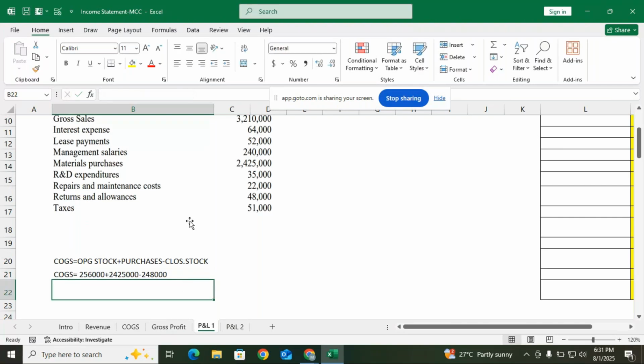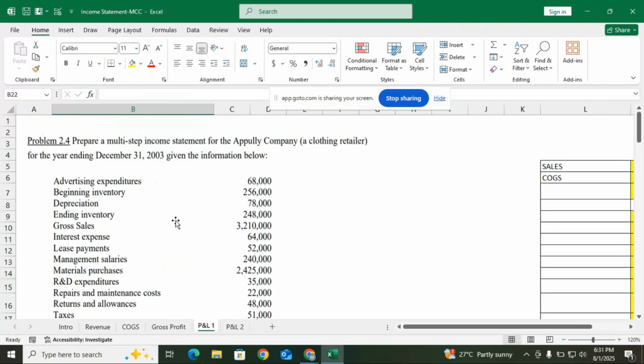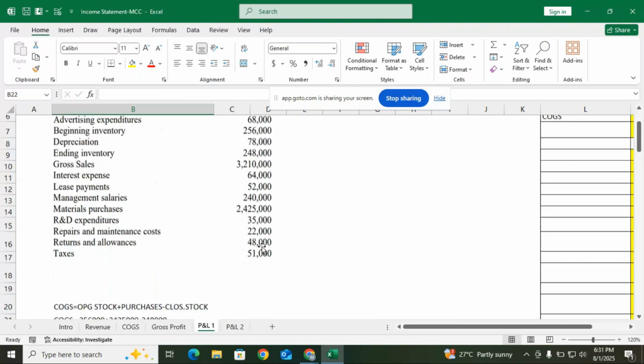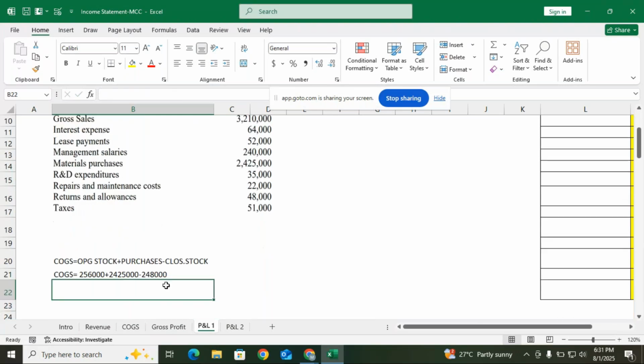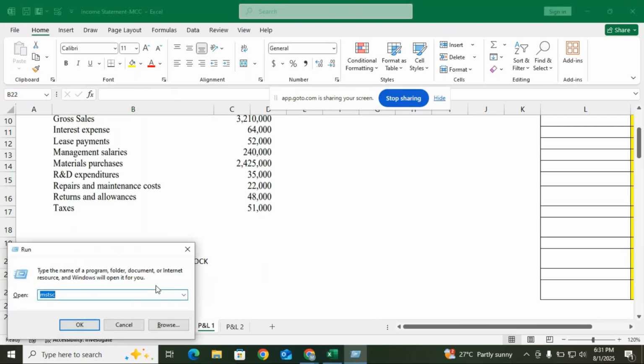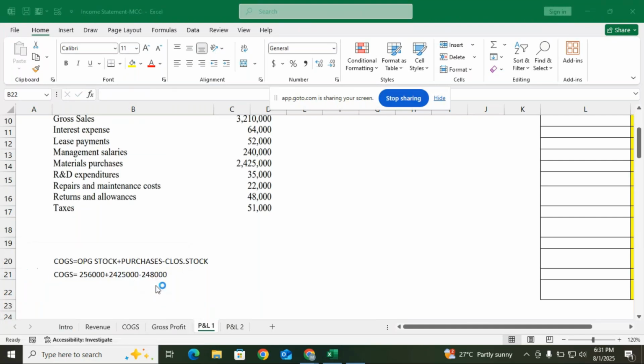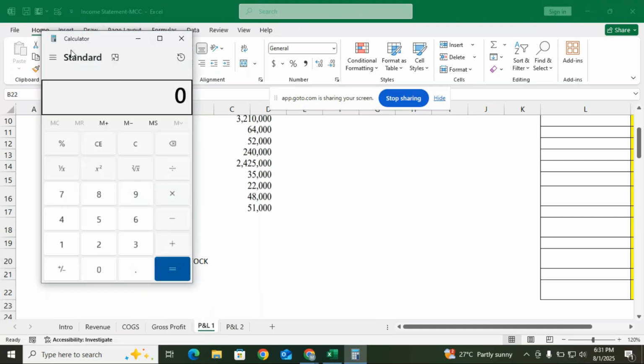Opening stock is how much? 2 lakh 56,000 plus purchases made 24 lakh 25,000 minus closing stock of 2 lakh 48,000. So what is the amount here? Here only I will show you. You can also do it in Excel itself. In short, I'm showing you, that's it. So you can see both the ways.